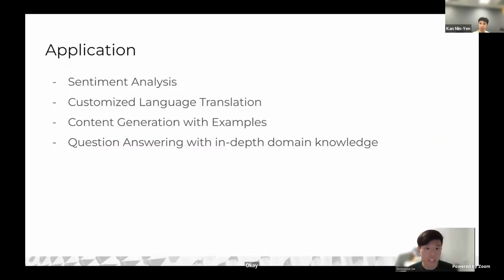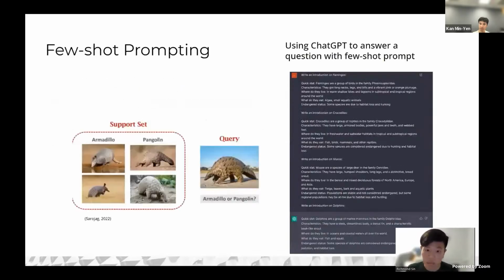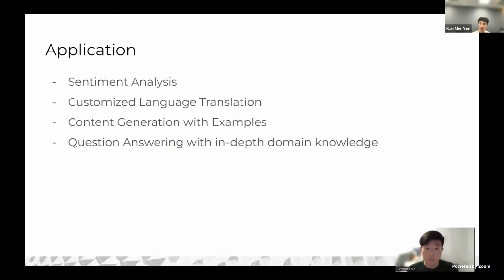And with regards to customized language translation, if you're just doing pure, rather general language translation without a specific format, zero-shot prompting will work. However, if you want a more customized one, where you want it to translate in a certain way, skip a few words, etc., then that is the case where you will use few-shot prompting. And for question answering with in-depth domain knowledge, like the examples that I provided previously, you'll be better off explaining that in the context.